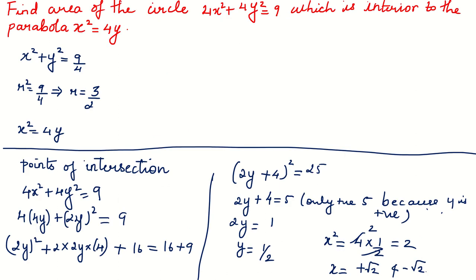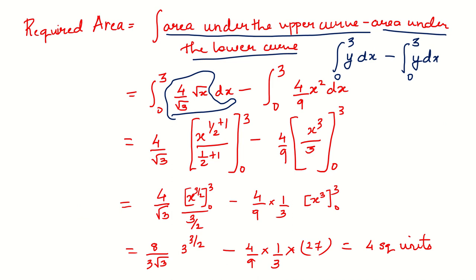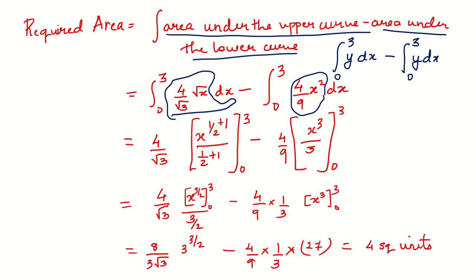So that I have written here, and minus the lower curve, that is x square is equal to 9 by 4y. I changed it, x square into 4 by 9 is equal to y. So I substitute this in place of y. So 4 by 9 x square. Same thing. And now you know how to integrate definite integrals. So that is done, and always write the units.